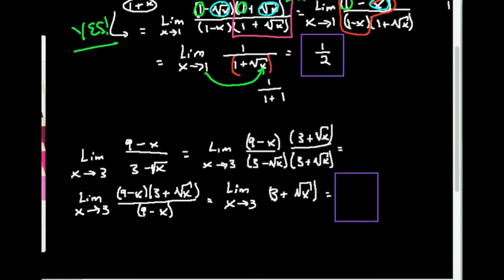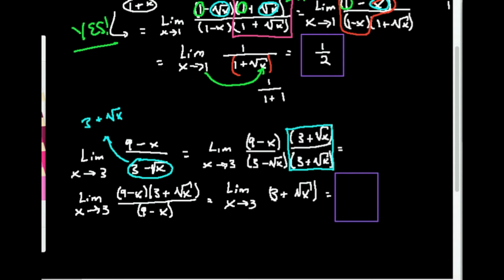So what would be the conjugate of 3 minus square root of x? Well, the conjugate would be 3 plus square root of x, right? So that means as the limit goes to 3 of 9 minus x over 3 minus square root of x, I'm going to multiply by the conjugate. So it's going to be 3 plus square root of x divided by 3 plus square root of x.